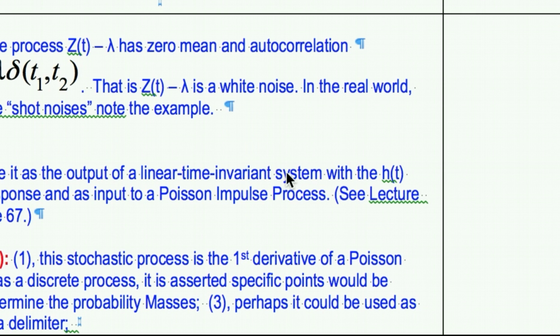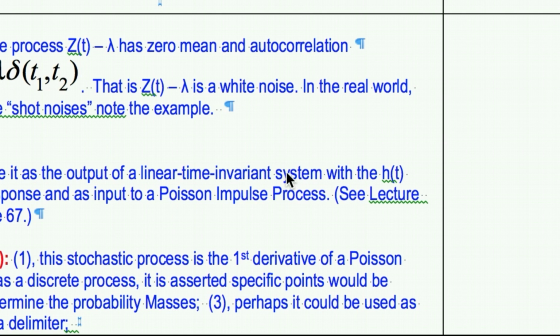Continuation of assignment 10, problem 1, part 3. The discussions are that the process Z of t minus lambda has a 0 mean, and its autocorrelation is R of t1, t2 equal to lambda delta of t1 minus t2. That is, Z of t minus lambda is white noise.